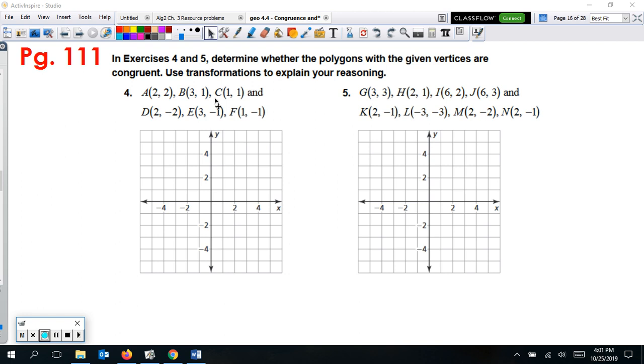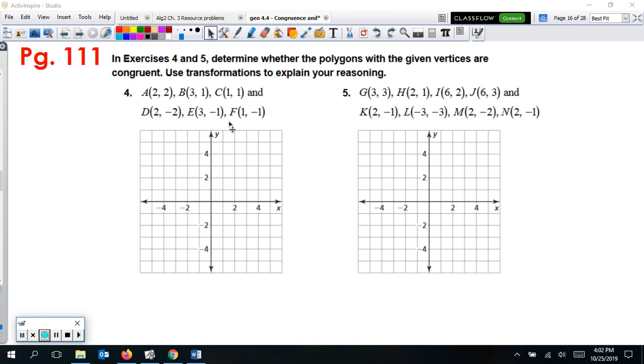So first of all, go ahead and just plot these two. I'll give you a moment here. Go ahead and pause the video if you can, and just go ahead and, on your paper, plot ABC, it's a triangle, and then plot DEF, and then see, do you think if it's congruent? Are these congruent figures?